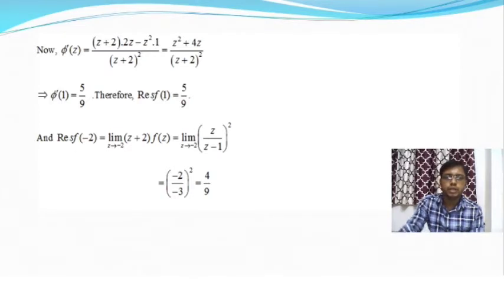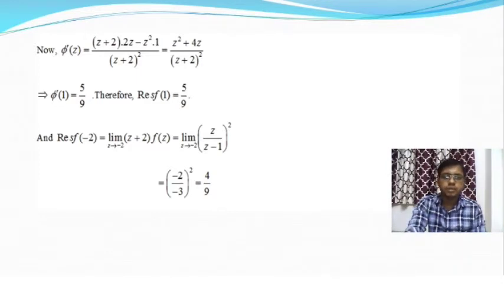And the residue at the point z is equal to minus 2, and you know z is equal to minus 2 is a simple pole, so therefore we can apply the residue theorem, limit z tends to minus 2, (z plus 2) into f of z, and from this we will get the value of the residue at z is equal to minus 2, and it will give 4 by 9. Okay, this is actually the residue at z is equal to minus 2, and the value of 5 by 9 is the residue at z is equal to 1, and you know this is the pole of order 2.